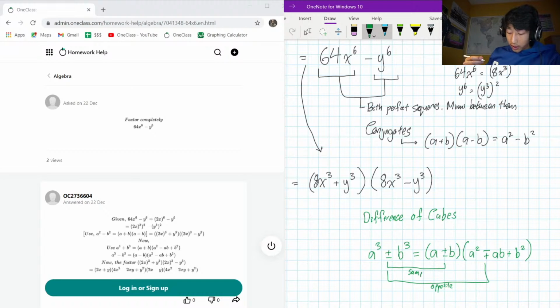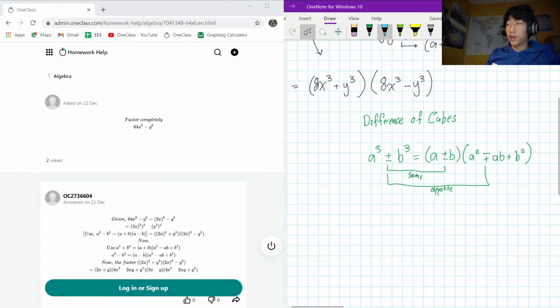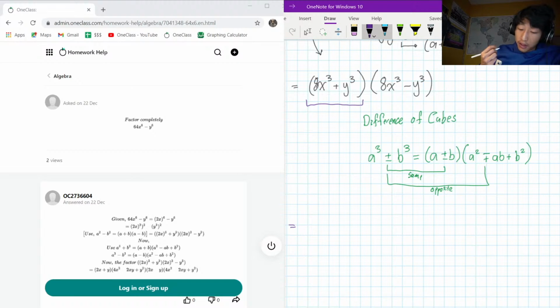Okay, so given this, we can quite easily proceed with this. The first one we have is plus, so I'll underline that in purple, and then I'll write it out in purple just so we can see who corresponds to who. In this case, our a cubed is equal to 8x cubed. So that means our regular a has to be 2x, right?